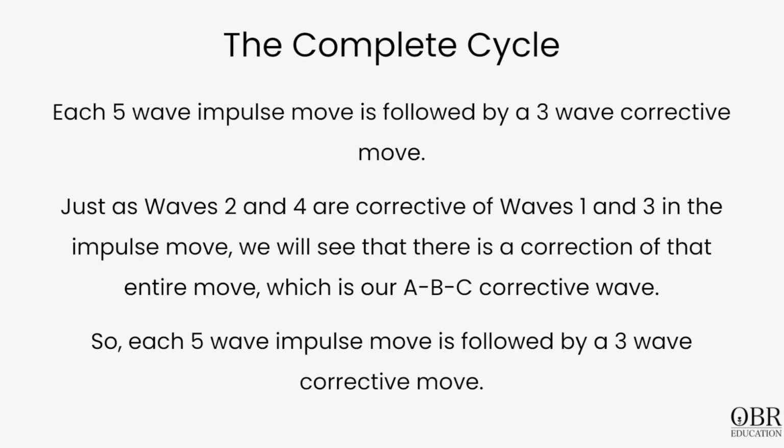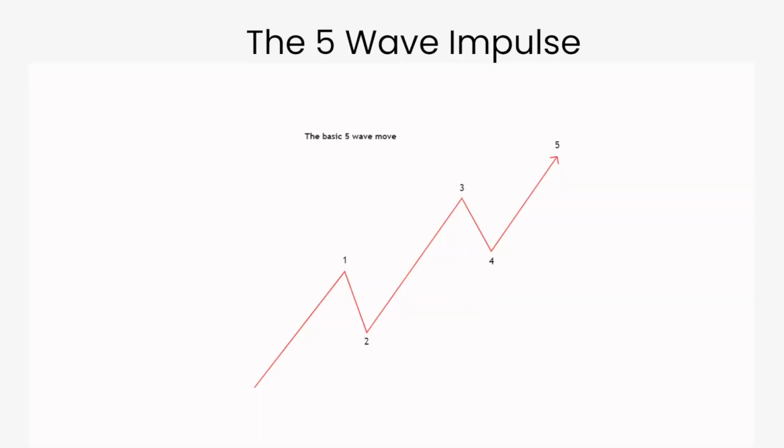I want to make it clear: the impulse moves are classified with numbers, 1, 2, 3, 4, 5, whereas corrective waves are recognized with letters, A, B, C. So 1, 2, 3, 4, 5, A, B, C: impulse, corrective.